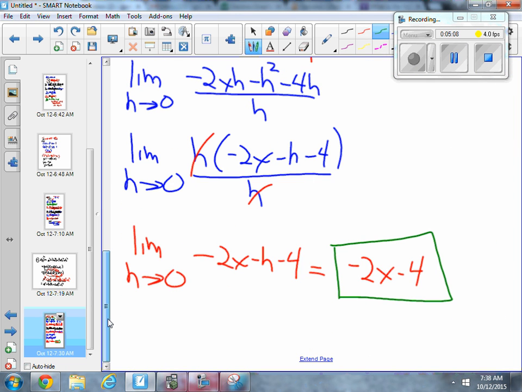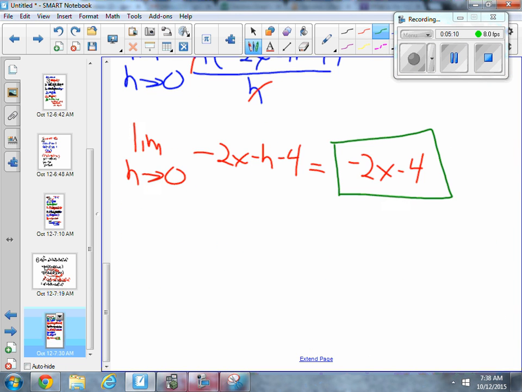Well, I know that I want to find out where that slope is equal to 0. Where is the line horizontal? So I go negative 2x minus 4. Where is that slope equal to 0? I get negative 2x equals 4. I get x equals negative 2.